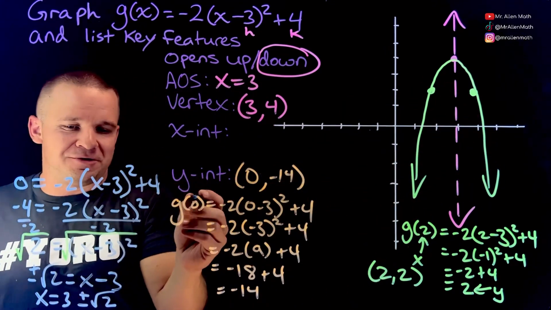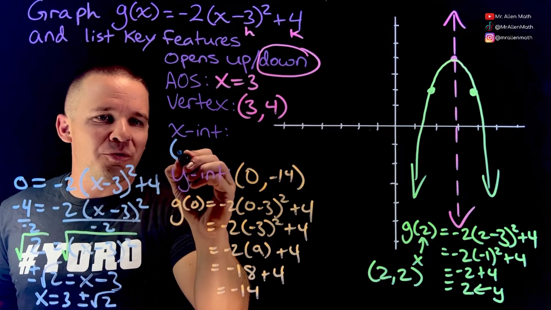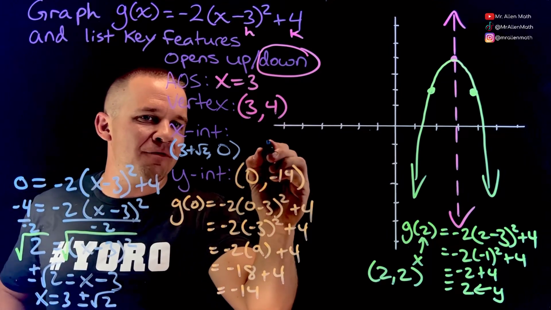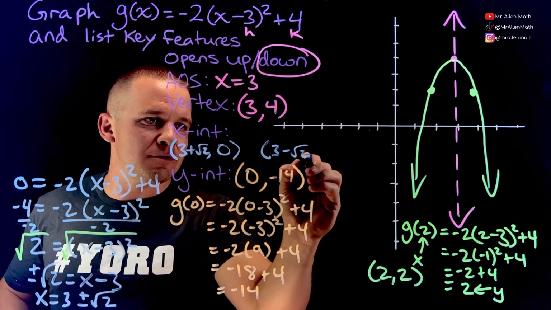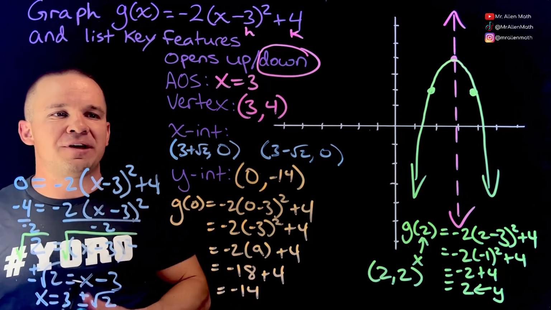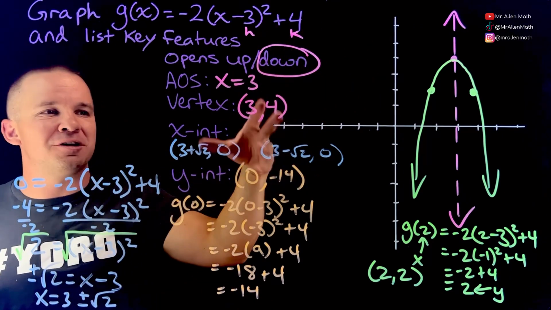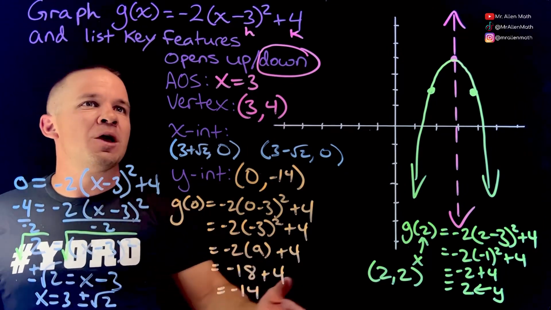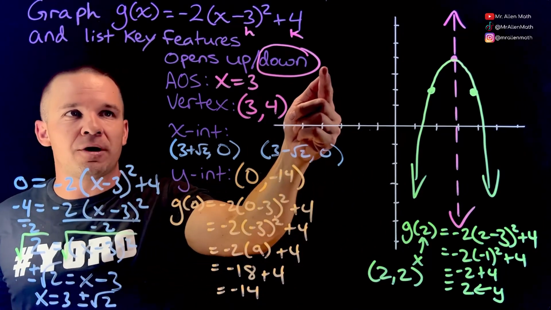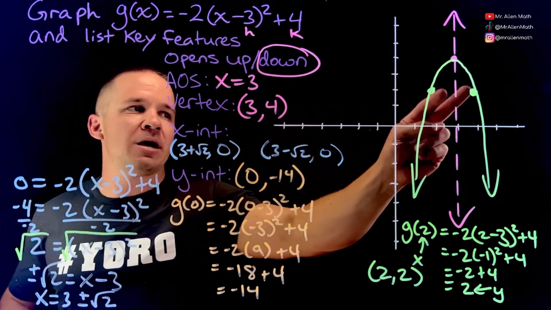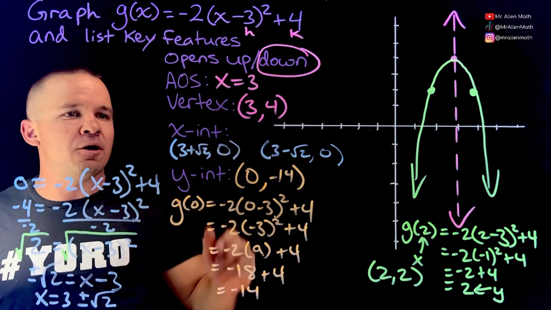My x-intercepts are terrible to write. We've got (3 plus root 2, 0) and (3 minus root 2, 0). And again, guys, most of the time we're not going to ask you for the x-intercepts in a situation like this. It is possible to get them, right? But the main things we're going to ask you for are: is it opening up or down? What's my axis of symmetry? What's my vertex? Pick another couple points to graph, and away we go.